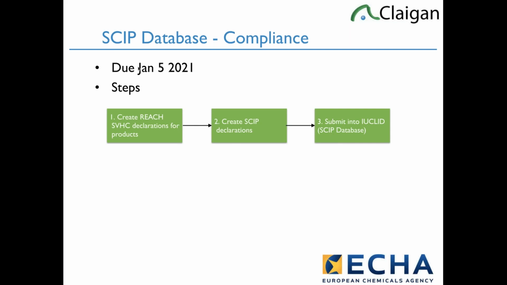Key deadline, of course, January 5th, 2021. However, most of the work will have to happen next year. You need to basically create the REACH SVHC declaration, which by law you're already supposed to have on hand. Then you want to create the SCIP declarations.